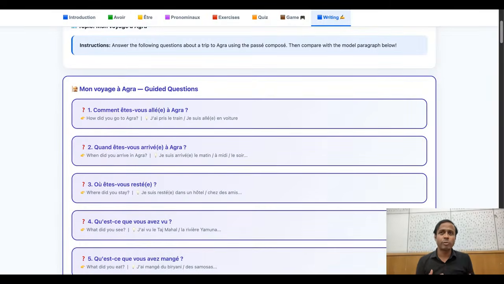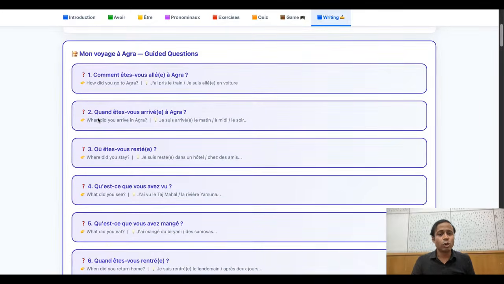So, when you are going to talk about how you went to Agra, then you have to say how. Now you see the example. J'ai pris le train. I took the train. Or, je suis allé en voiture. I went by car. So you have to tell the means of transport. How did you go to Agra? Or whatever place you have visited, you have to mention how you went there, by car, by train, by flight, and you have to answer that.